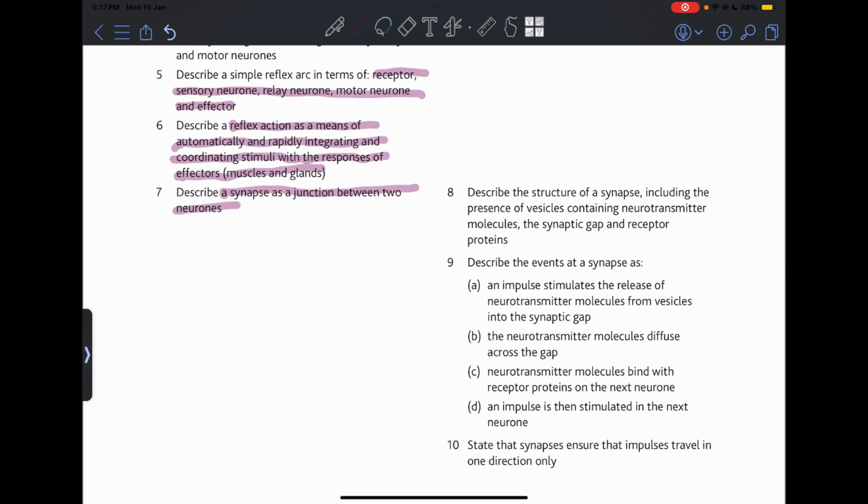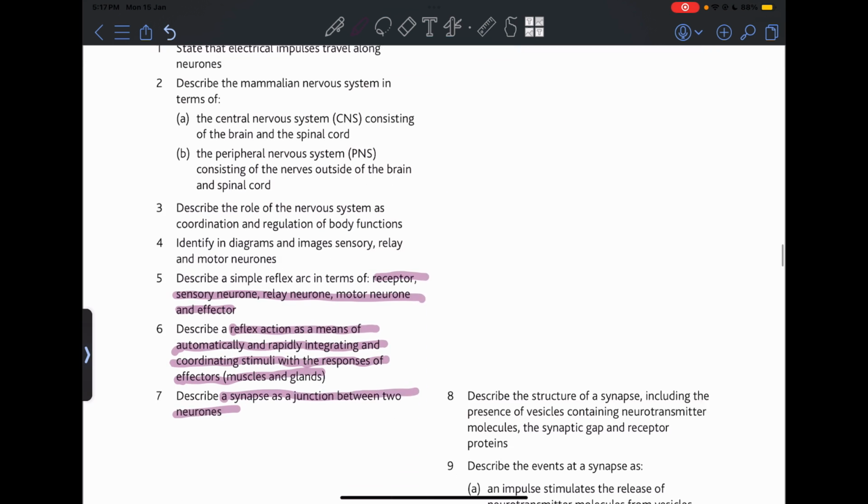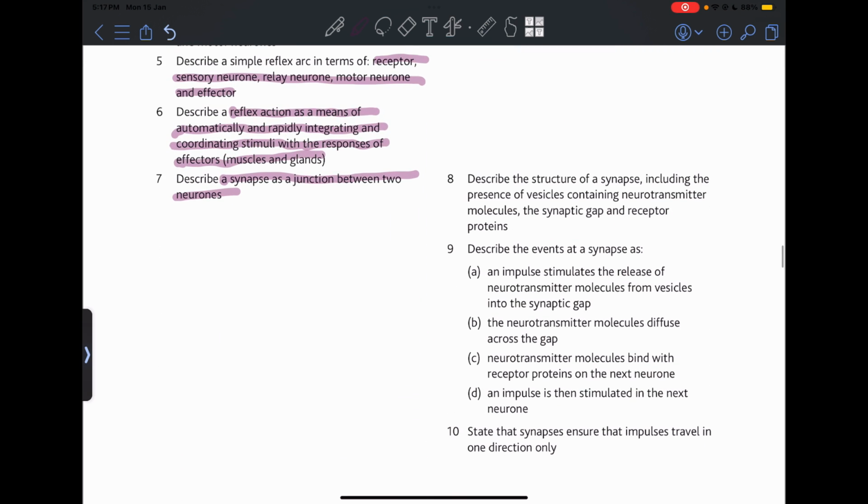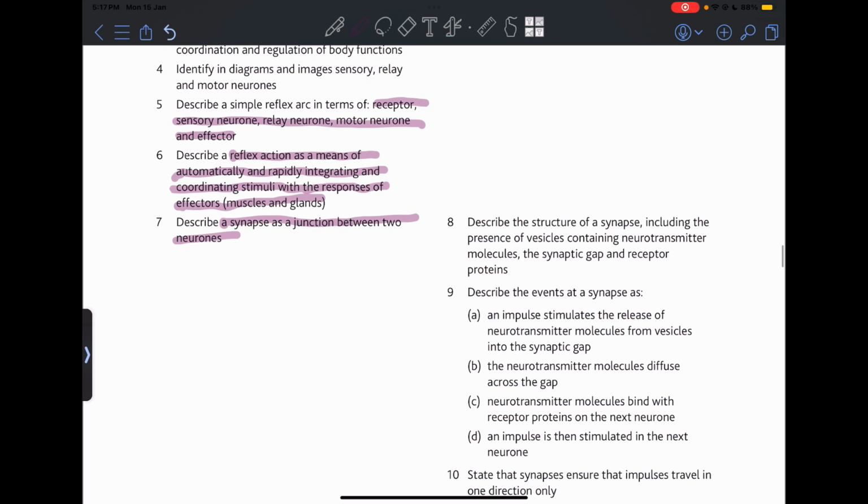This is another definition you have to memorize. Now for extended students, they have to know, describe the structure of a synapse, including the presence of vesicles containing neurotransmitter molecules, the synaptic gap, and receptor proteins.